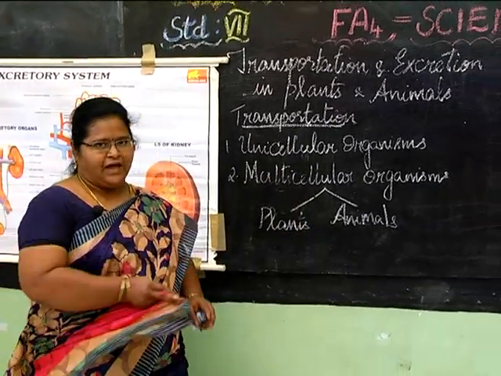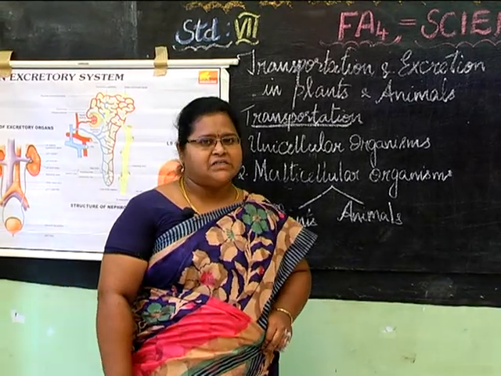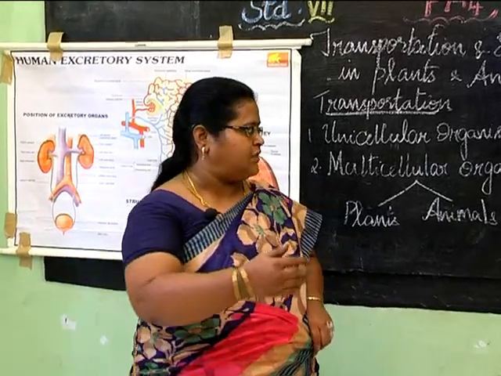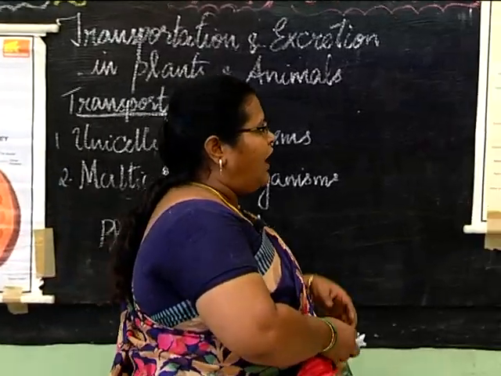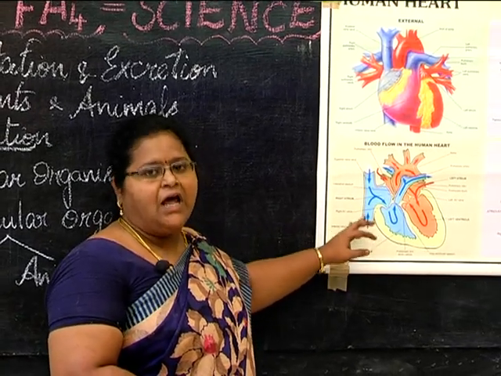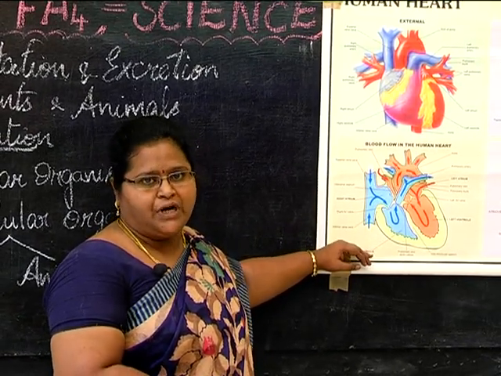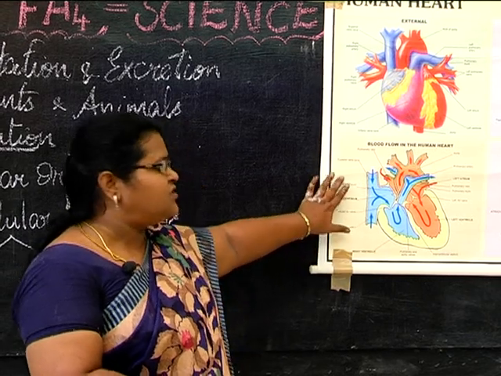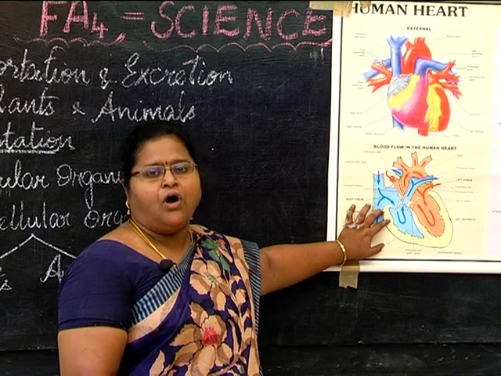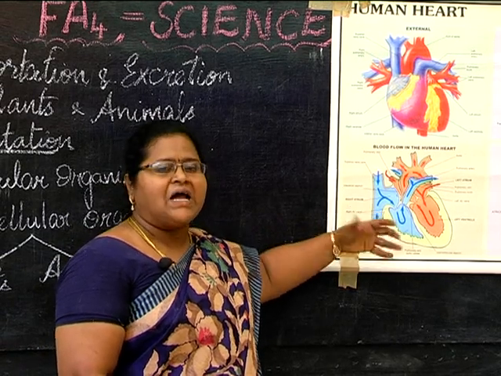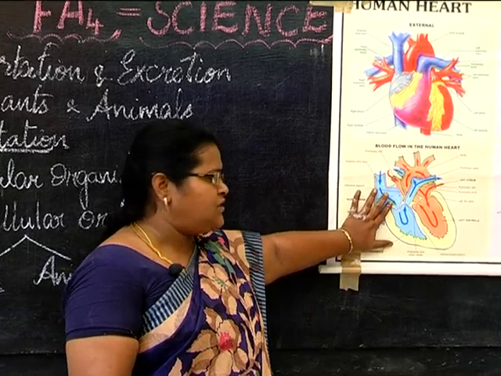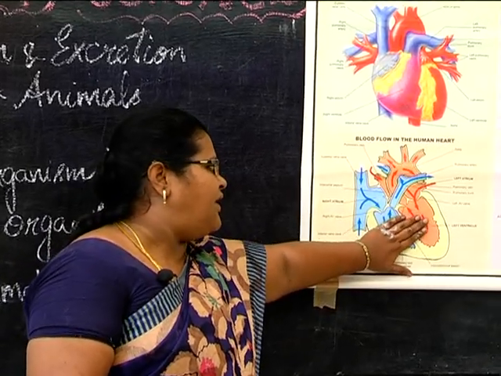When you come to animals, we discuss multicellular animals here, especially human beings. The human circulatory system plays a major role, and in the circulatory system we talk about the heart, the blood vessels, and another important component, blood. When you see the structure of the heart, you know that the heart is situated in the thoracic cavity, or the chest cavity, slightly towards the left, and it has 4 main chambers, 2 auricles and 2 ventricles.